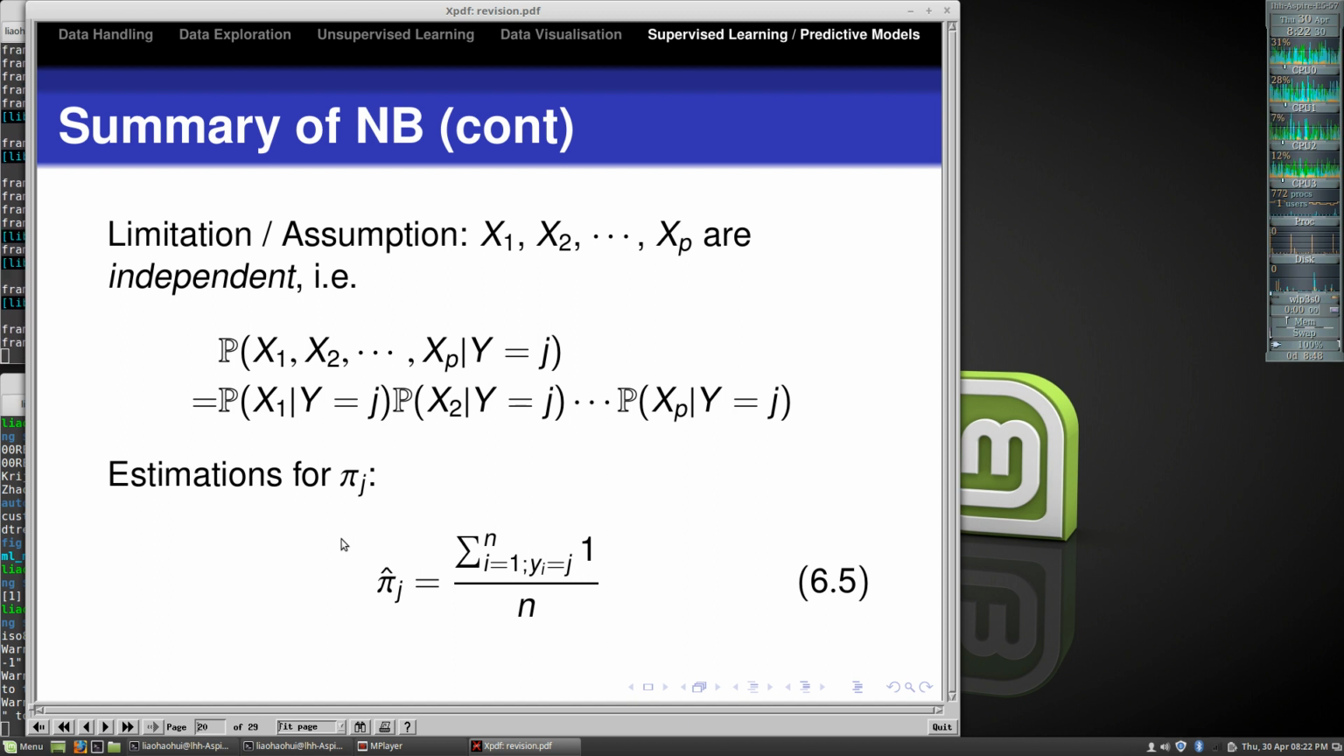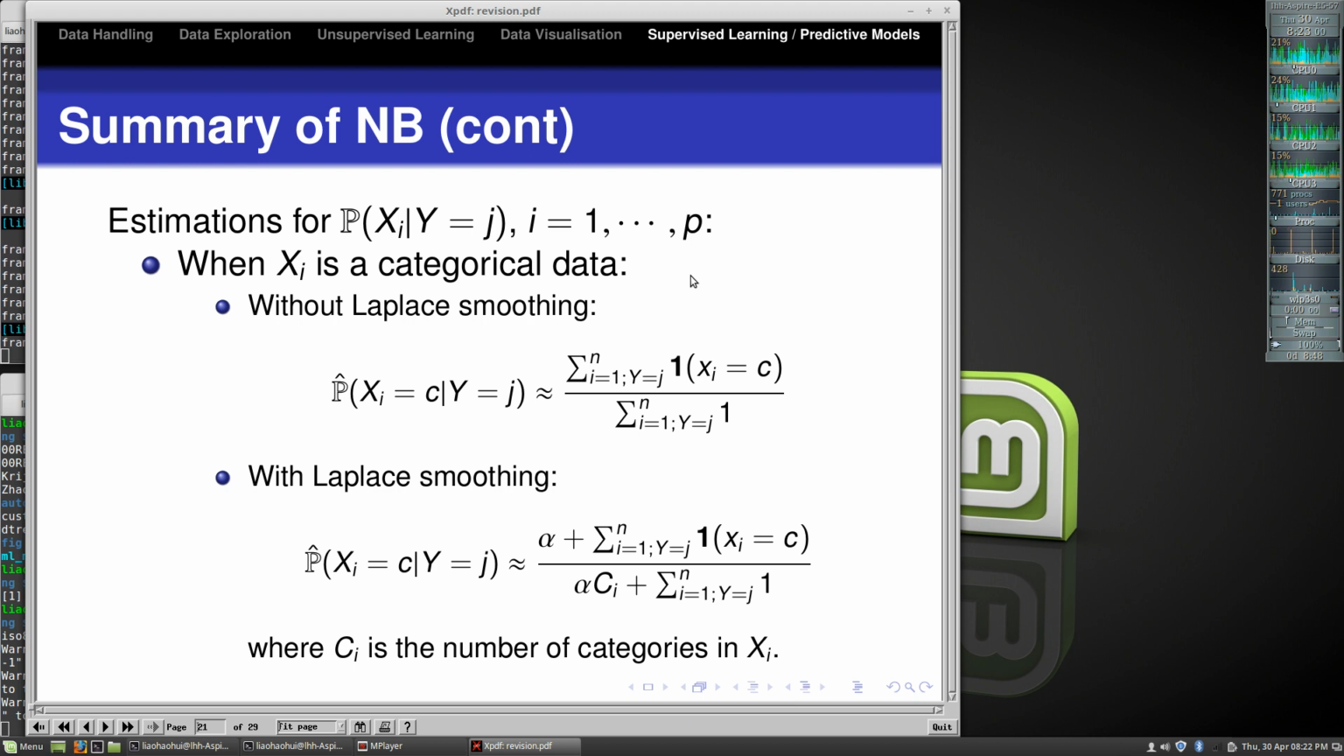In the computer, as always, it will take the log. Some of the limitations of naive Bayes is that it assumes the explanatory variables are independent, but in actual fact they are not. The estimation is in the lecture notes, so you should just study it and you should be fine. There's no Laplace smoothing coming out in the final assessment, so you don't need to worry about it.